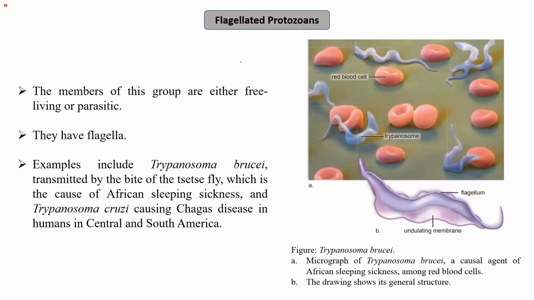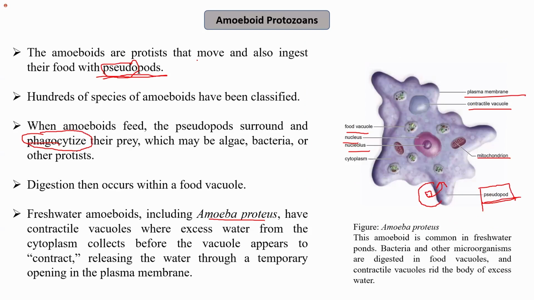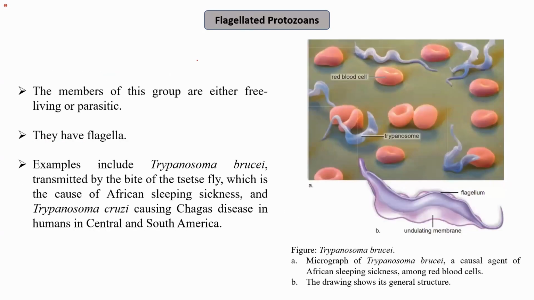The other ones are the flagellated protozoans. Amoeboid protozoans are not flagellated. Instead of flagella, they possess pseudopodia. While the other class is the flagellated protozoans that consist of flagellum. The members of this group are either free living or parasitic. They may exist freely in nature, or they are dependent on the host for their food, survival, or nutrition, and therefore they are parasitic in nature.